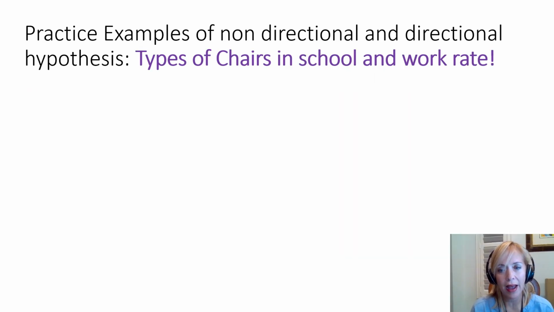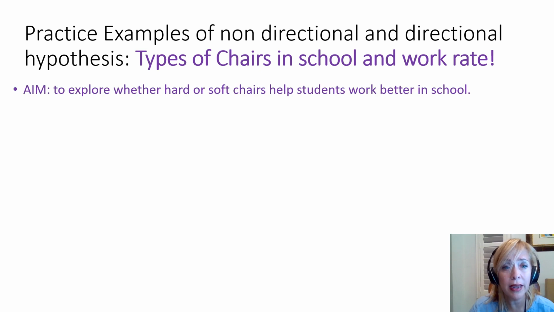Okay, let's do some practice examples of non-directional and directional hypotheses. And let's talk about types of chairs in school and your personal work rate. Have you ever given that any thought? Like, if you had more comfortable chairs in school, would that increase or decrease productivity? So let's look at the different ways that we can look at this topic. And the aim here is to explore whether hard or soft chairs help students work better in school.